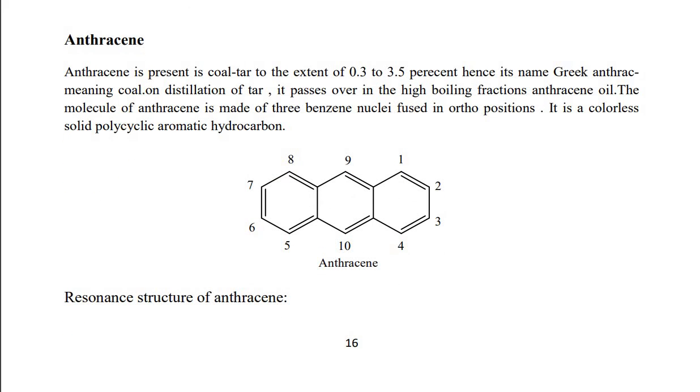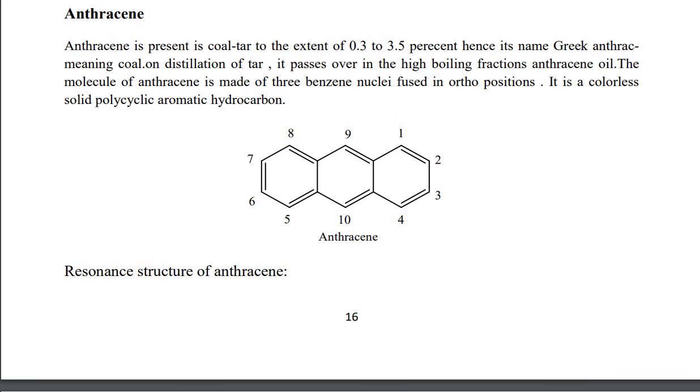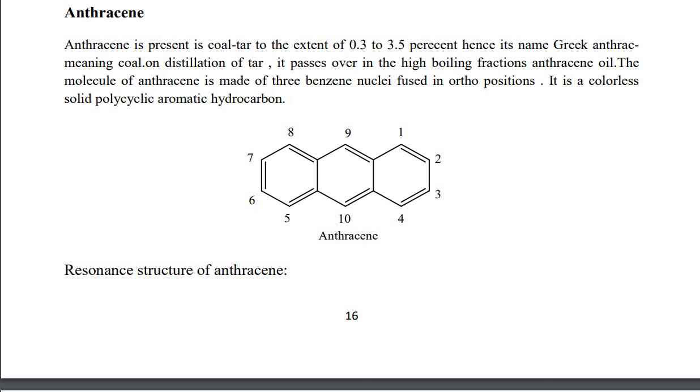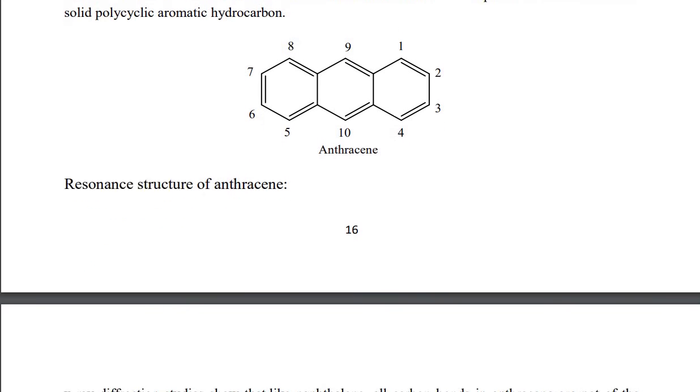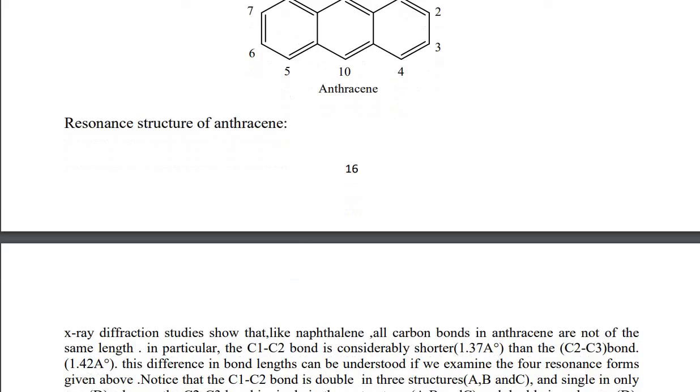Now, anthracene. You know, friend, anthracene is present in coal tar to the extent of 0.3 to 3.5%, hence its name, Greek anthrax meaning coal. On distillation of tar, it passes over in the high boiling fraction, anthracene oil. The molecule of anthracene is made up of three benzene nuclei fused in ortho position, and it is a colorless solid polycyclic aromatic hydrocarbon. Look at the structure of anthracene.